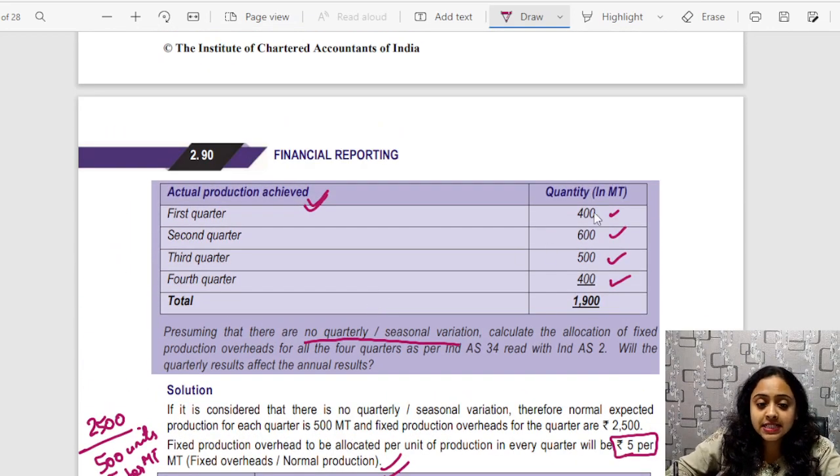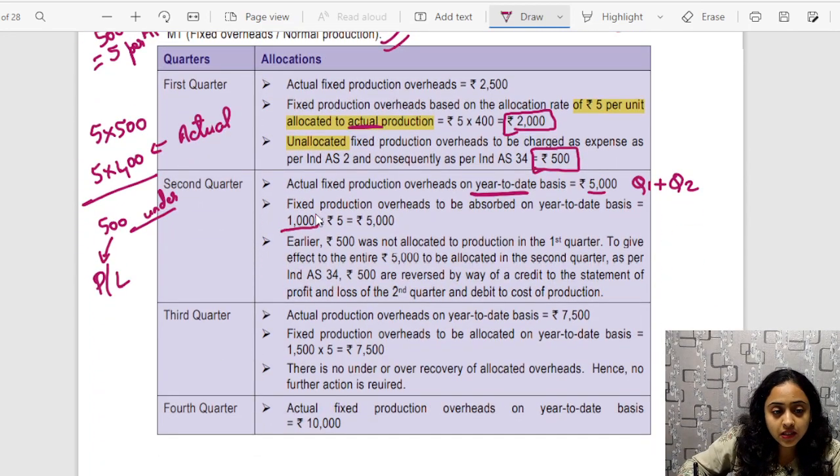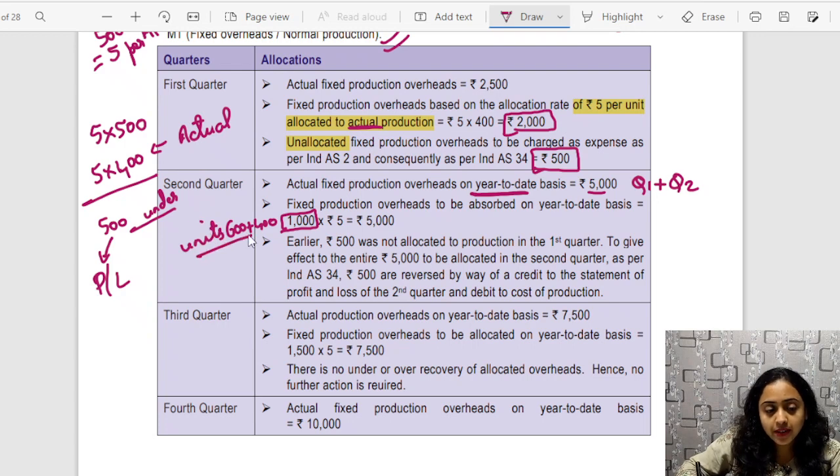This 1000 is from 600 plus 400, year to date basis. So this is 600 plus 400 units. Now it is multiplied by 5. This 5 amount we have taken from there. Earlier rupees 500 was not allocated.